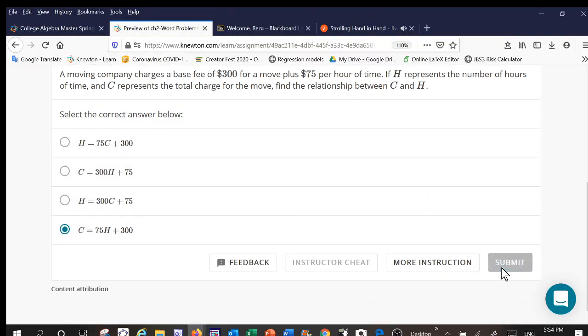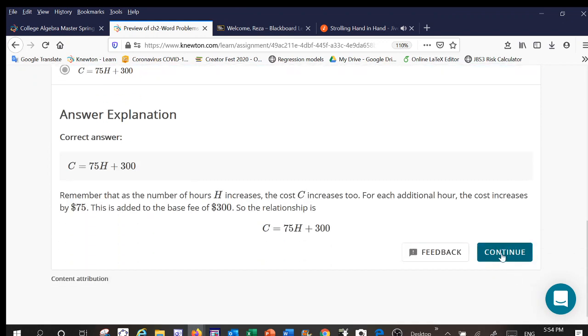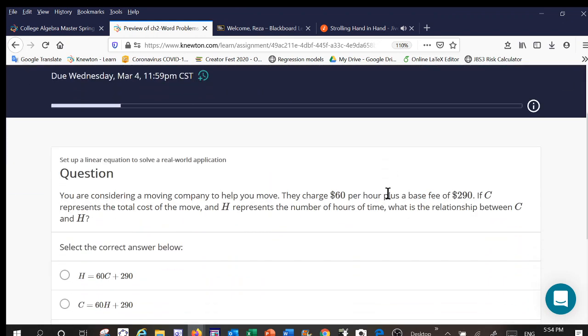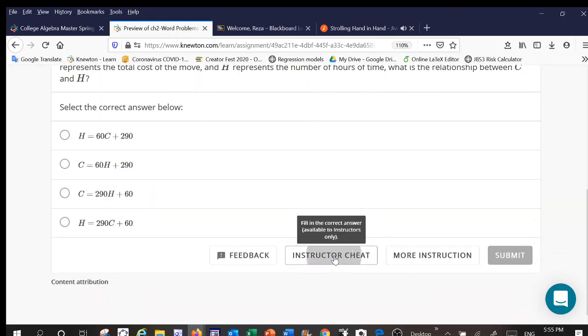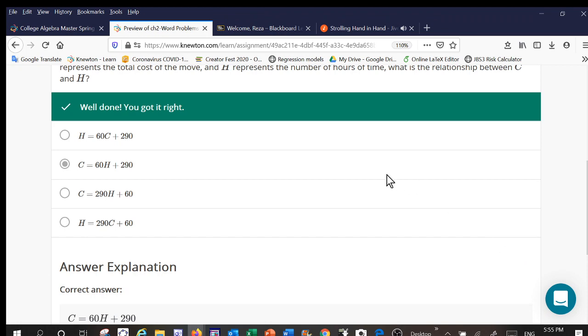75h plus 300. Okay. You're considering a moving company to help you. They charge $6 per hour plus a base. If C represents total cost and H represents that, what is that? Well, we just did a similar one, so let's move on.